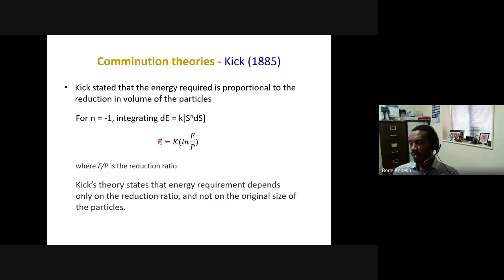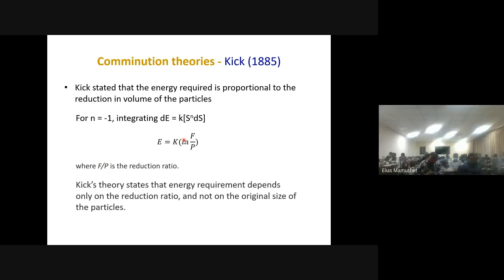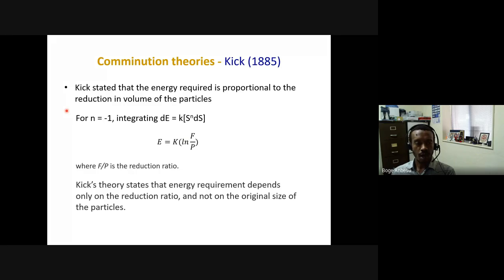So if you look at this one, it says E, energy required, is actually dependent on K and the logarithm of the feed product and final product. Okay, so here it says as long as you know the ratio of feed to product, you can actually work out grindability, which probably may not be as accurate. Okay, because it states energy requirement depends on the reduction ratio, doesn't depend on the initial and final product, which probably may not be accurate.